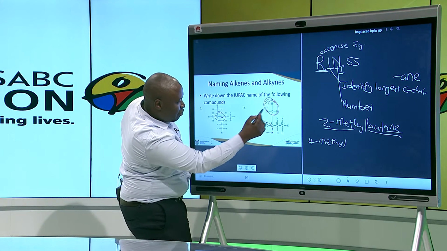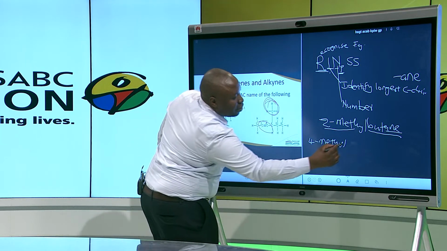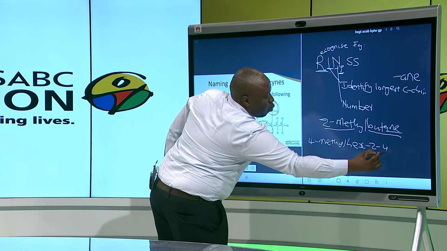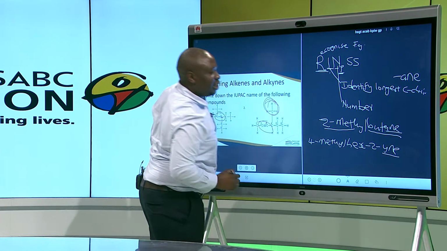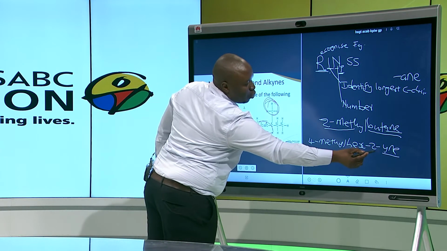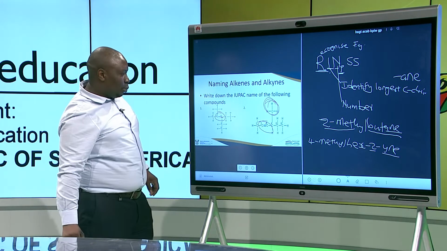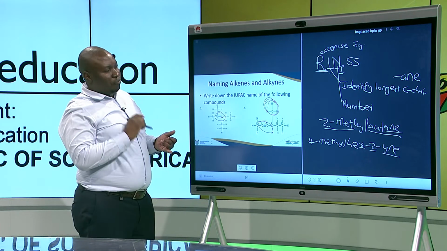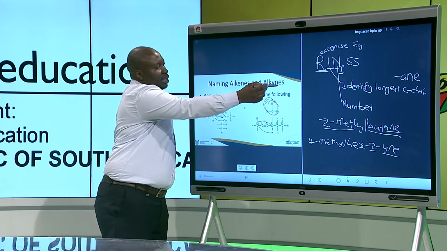In carbon number 4, you have a methyl. Then you have a hex because it's 6. So that is hex-2-yne, the "yne" for the triple bond. You always indicate where you find your triple bond. I think this has helped you in terms of naming of alkanes, alkenes, and alkynes.